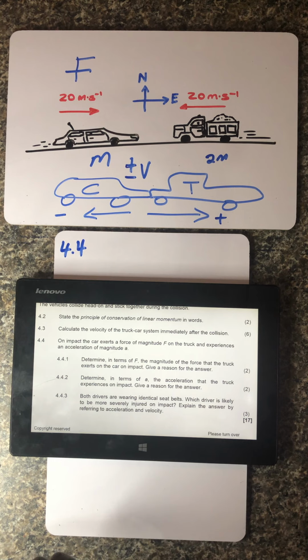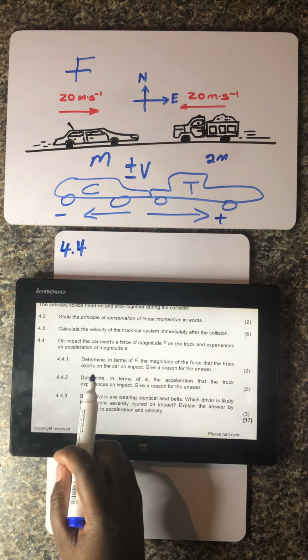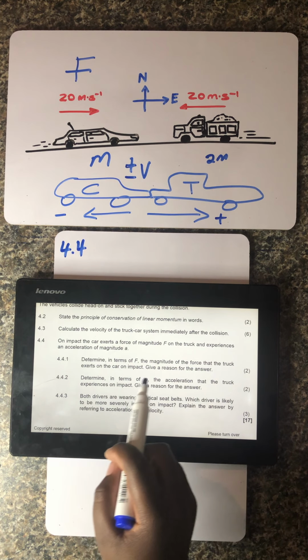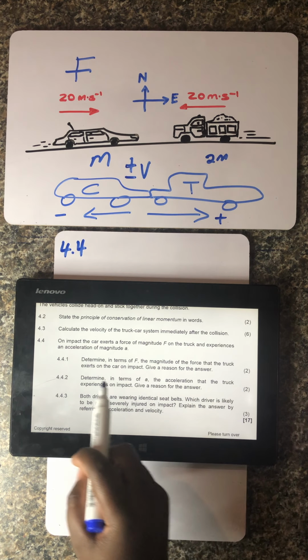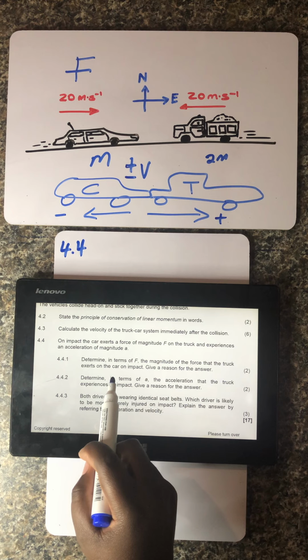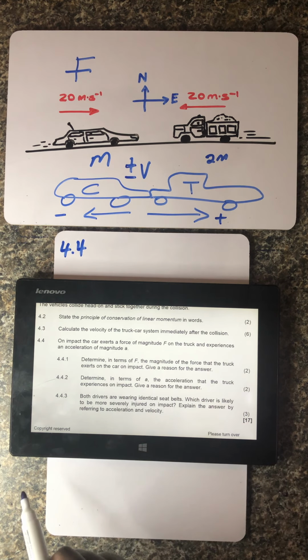magnitude A. So the question says, determine in terms of F the magnitude of the force that the truck exerts on the car on impact.